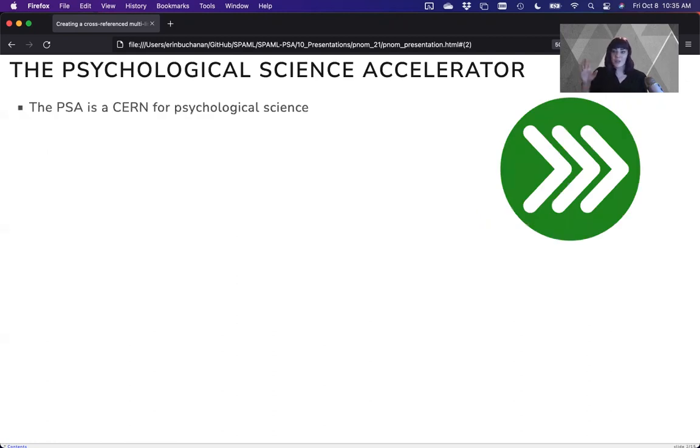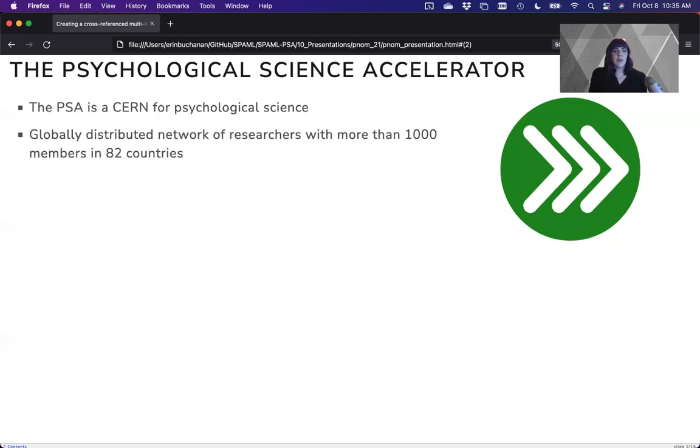The PSA is a CERN for psychological science. It is a globally distributed network of researchers with more than 1,000 researchers in 82 countries that help collect data, translate, and more on democratically selected projects. It holds to open science principles and practices.